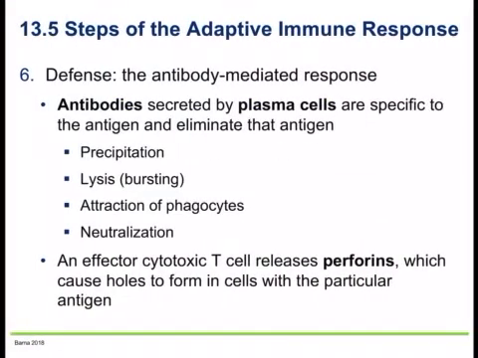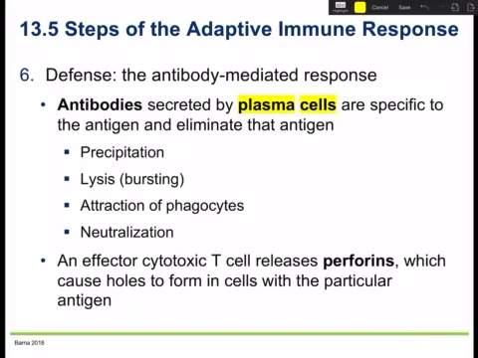Like I said, antibodies are secreted by plasma cells. Plasma cells are a derivative or a differentiation of a B cell. How do antibodies basically kill these things? How do they kill these antigens? They can do it by three methods. They can do it by what's called precipitation, lysis, attraction of phagocytes to eat them up, or neutralization.